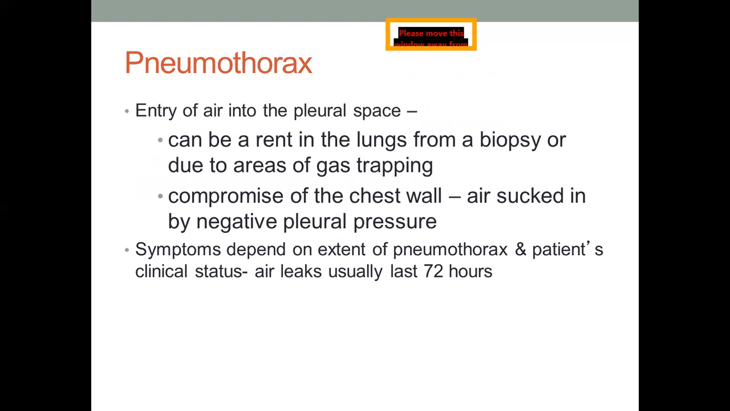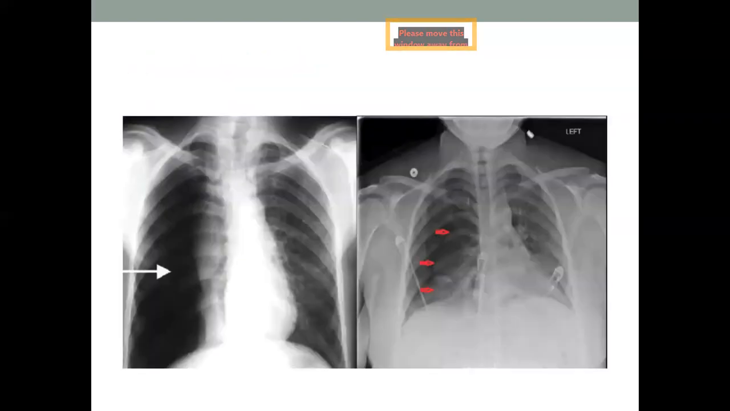Now we will discuss pneumothorax, which is the entry of air into the pleural space, which can be through the lung or through the chest wall, maybe due to damage or trauma or due to lung diseases. The symptoms depend on the size of the pneumothorax. If the pneumothorax size is increased, then the patient will be symptomatic.